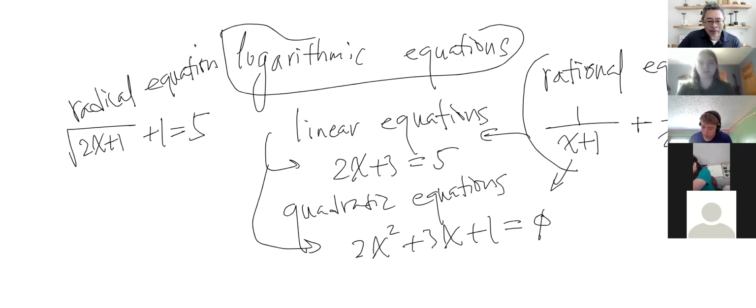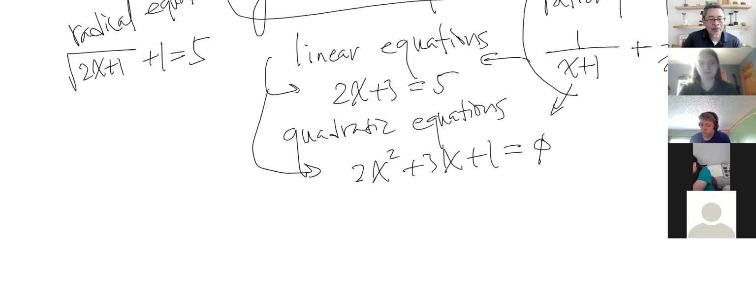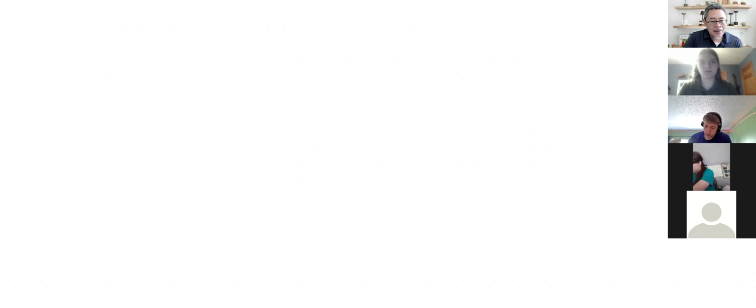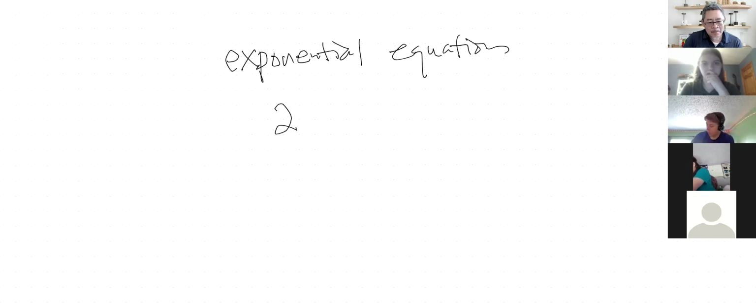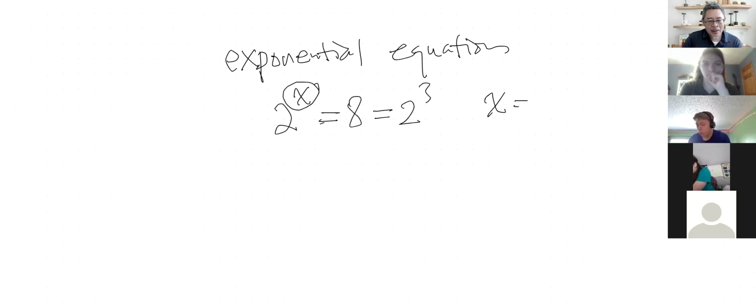But before we do that, we also should look at something called exponential equations. When we say 2^x = 8, we call this an exponential equation because the x is an exponent. The solution for that is that 8 is equal to 2 to the third. So therefore, x equals 3. Are we good on here?